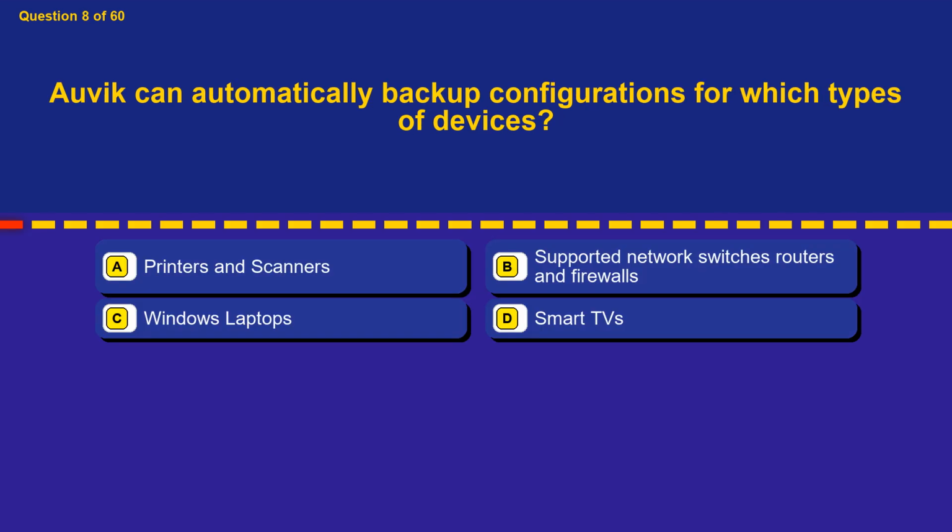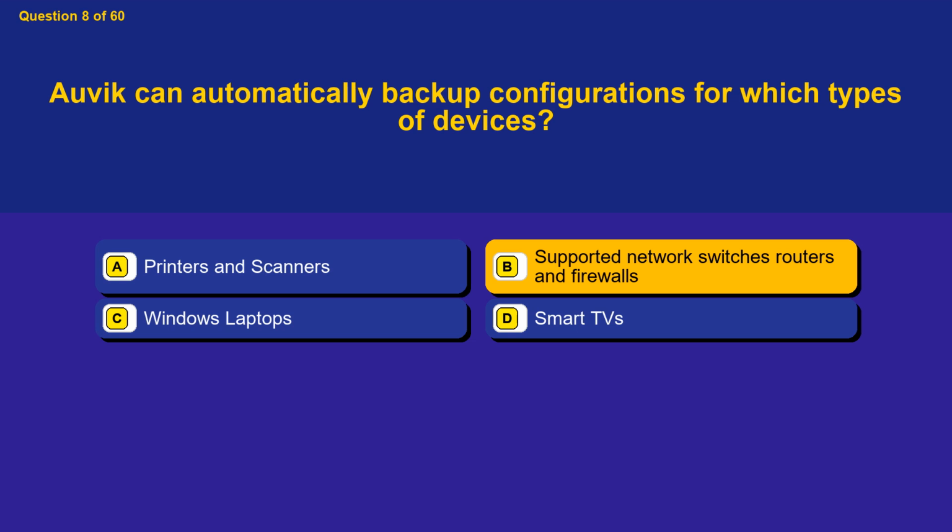Question 8. Auvik can automatically backup configurations for which types of devices? Option A. Printers and scanners. Option B. Supported network switches, routers, and firewalls. Option C. Windows laptops. Option D. Smart TVs.